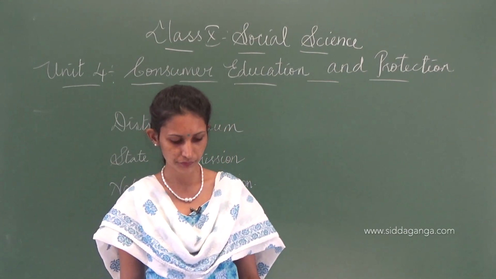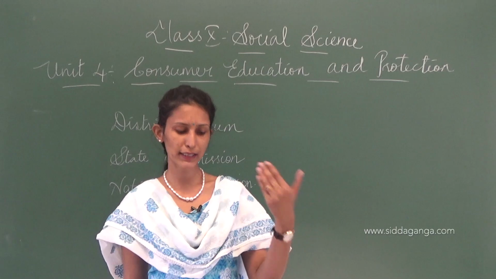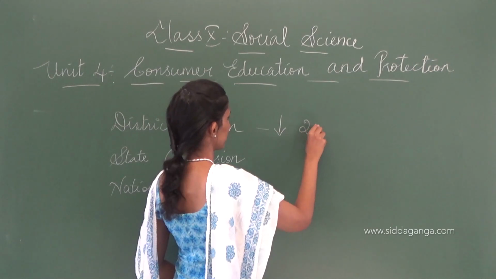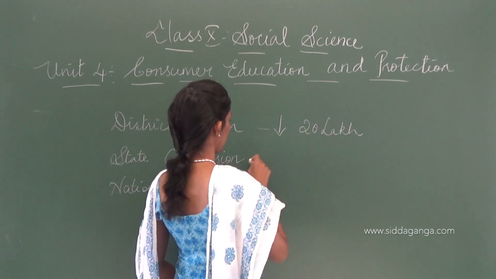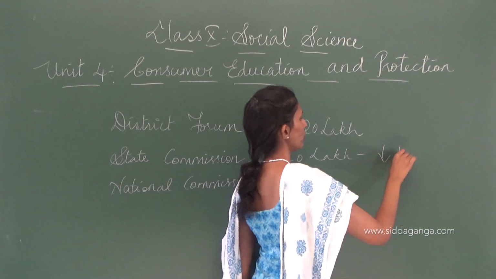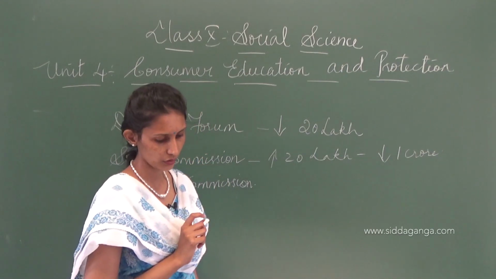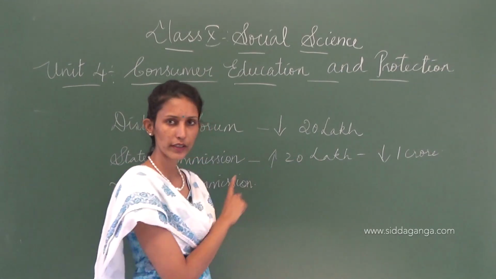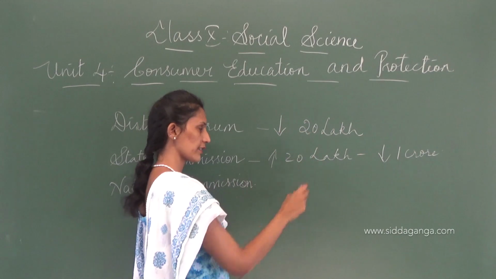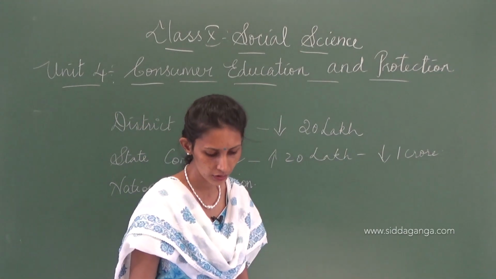Then in this, they take complaints which are above 20 lakh but less than 1 crore. So here it is below 20 lakh, and here it is above 20 lakh but below 1 crore. Again there will be 2 members here, so 3 members including the judge. Here it is the same: out of the 2, 1 will be a woman because of the gender balance or gender equality that they have to give.